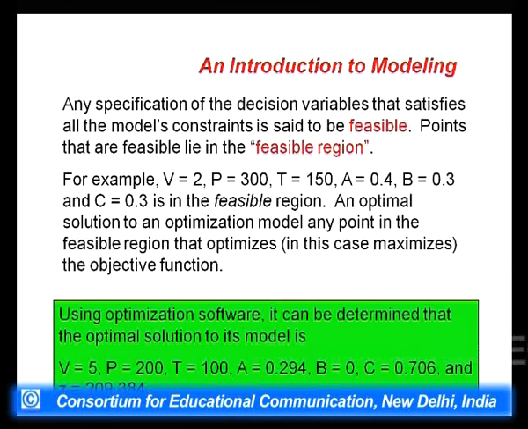So, this is now using optimization software. The software used in this particular case is optimization, and it can be determined that the optimal solution to our problem is V is 5, P is 200, T is 100. So, we had a variation, we had a constraint, maximum values and minimum values. So, now V is fixed to 5 liters, P pressure is fixed to 200 units, T is again fixed to 100 units.